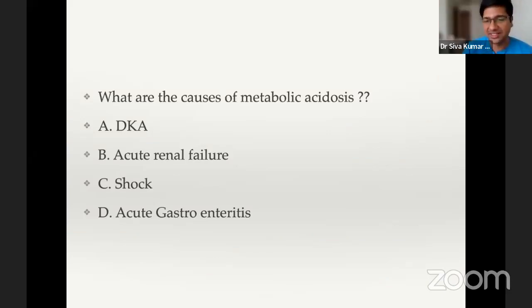Would anybody like to answer anything, or speak on the forum? Surya Padma, yes. I think one of them has answered, sir. I think all are correct actually, because DKA can cause it, acute renal failure can cause it, shock can cause it, acute gastroenteritis can cause it. I deliberately did not give option E, all of the above, because I want to know whether you are looking at each parameter or not.